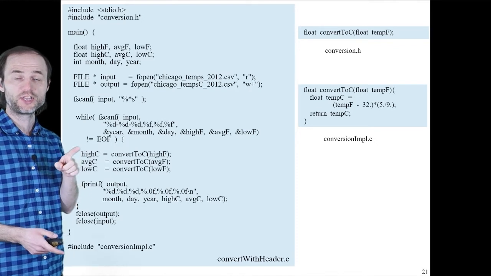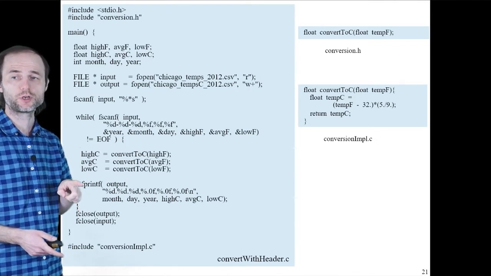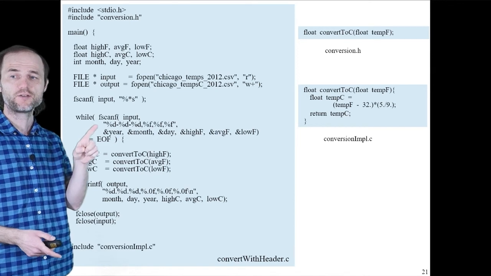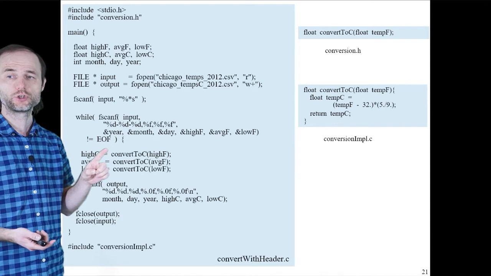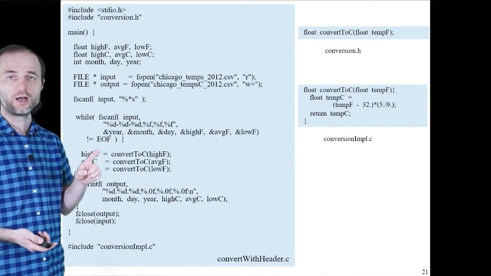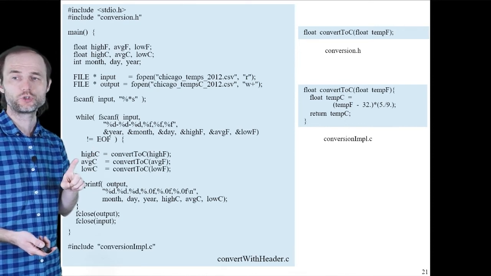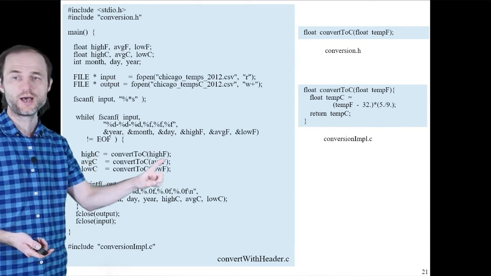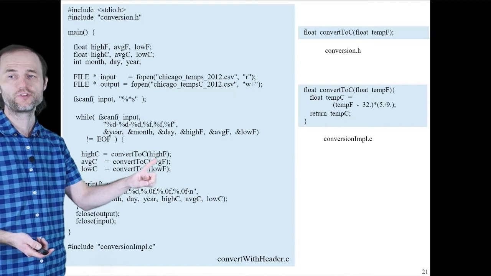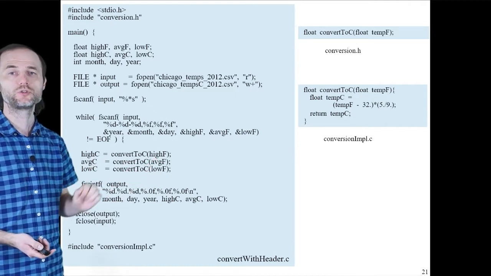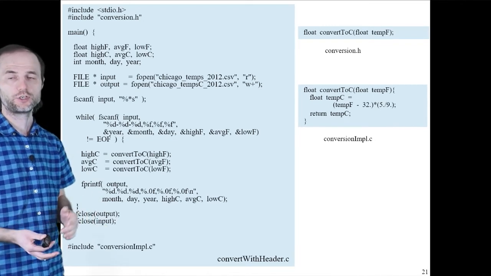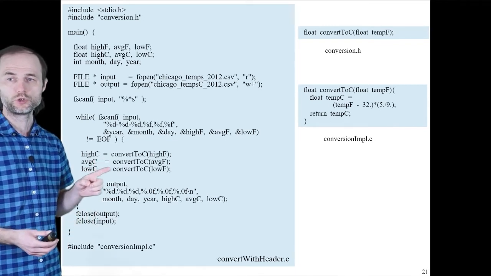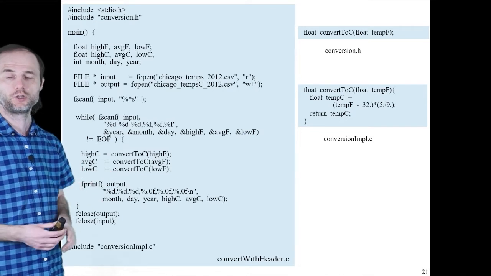It will then continue to do the processing of that line if the fscanf call has succeeded, and if it didn't, it will return an end of file value. So if the value is not end of file, then we're going to process the high temperature by converting it from Fahrenheit to centigrade, and we're going to do the same thing by repeating the call to the Fahrenheit to centigrade conversion 2 more times for converting the average and low temperatures.